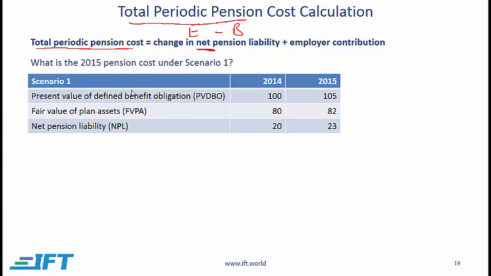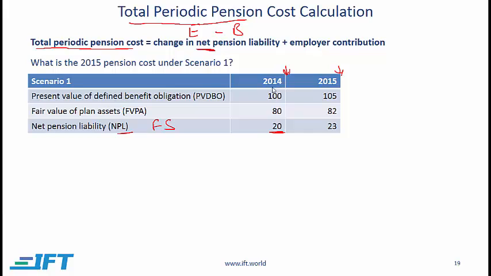So let's look at a simple example. We are given the present value of the defined benefit obligation at the end of 2014 and end of 2015. Similarly, we are given the fair value of plan assets at the start of 2015 and end of 2015. So these are end of year numbers. So 80 over here means beginning of 2015.